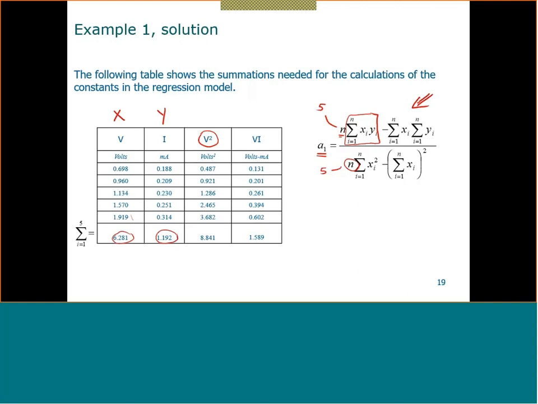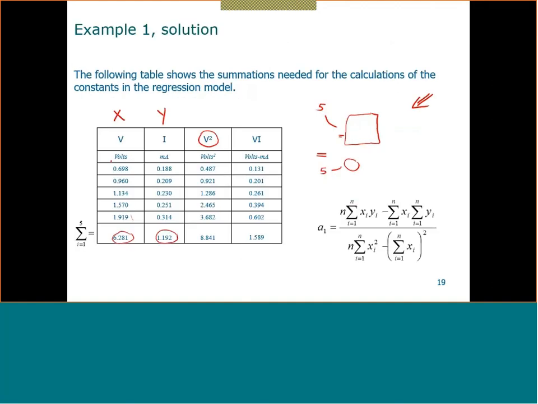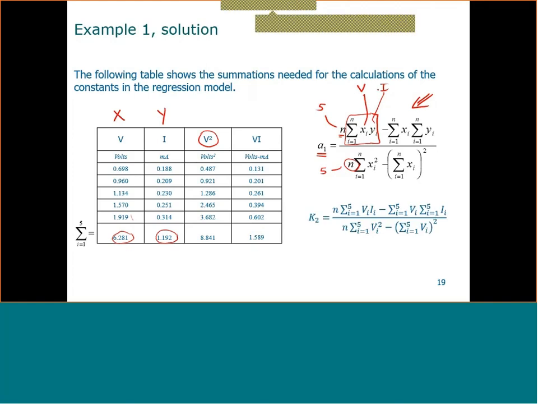So now, if you go back here, first we find K2, and then we'll find K1. This is how we do it. A1 here is my K2. Now I want to write the formula in terms of V and I. So basically I will take out X and have it as V, take out Y of I and have it as I. So this will be the formula.